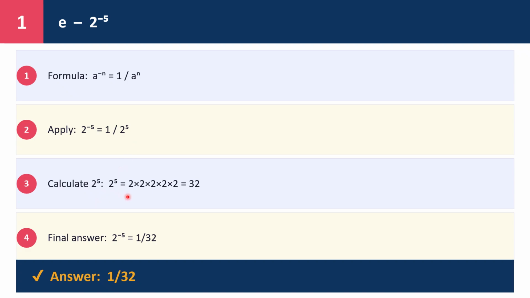We have to write 2 five times. So 2 into 2 into 2 into 2 into 2. 5 times we wrote the 2. So the answer is 32. 2 into 2 is 4, 4 into 2 is 8, 8 into 2 is 16, 16 into 2 is 32. So the final answer is 1 by 32. We are substituting here.